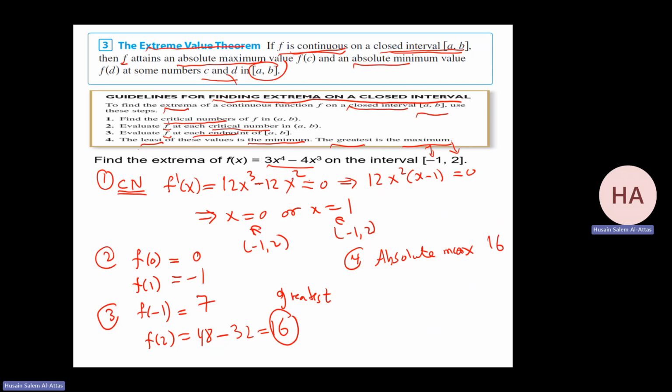Where is the least? The least is this. So this is the least, so absolute minimum. The absolute maximum is 16 at x equal 2. The absolute minimum is minus 1 at x equal 1. Okay.